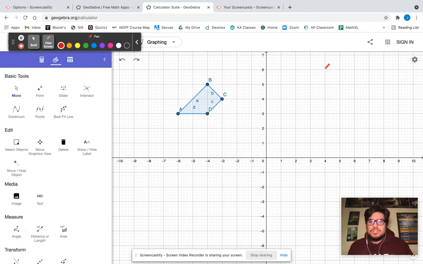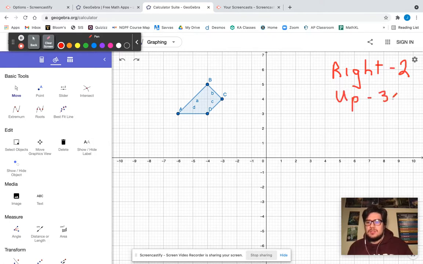And as we're going to do, let's say we move 2 spaces to the right, and let's say we're going to go up 3 spaces, or 3 units, we should be saying, right? Okay, how do we do that?